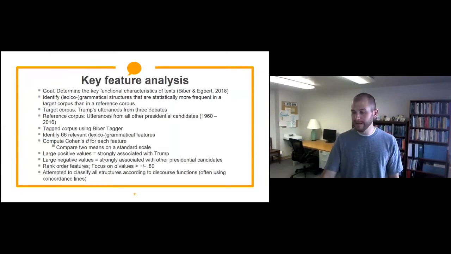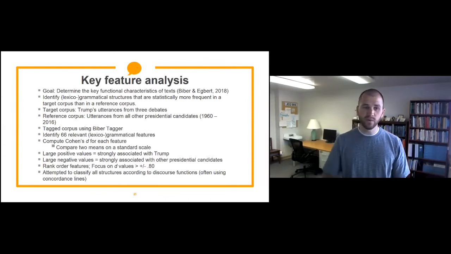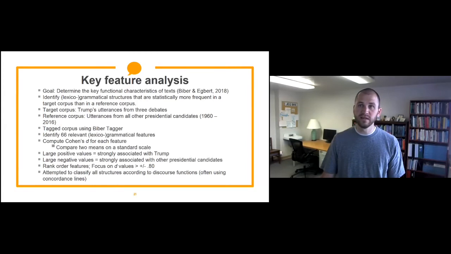But before the key feature analysis, the goal of this method is to identify key functional characteristics of texts by finding lexical grammatical structures that are statistically more frequent in a target corpus than in a reference corpus. So it's very much in the same spirit of keyword analysis, but instead of comparing the frequencies of words between two corpora, we compare the frequencies of grammatical structures. So both corpora get tagged. We tag them using the Biber tagger. And then we selected in advance 66 linguistic structures that we thought would be important for looking at this type of discourse. And I'll show you what some of those are throughout.